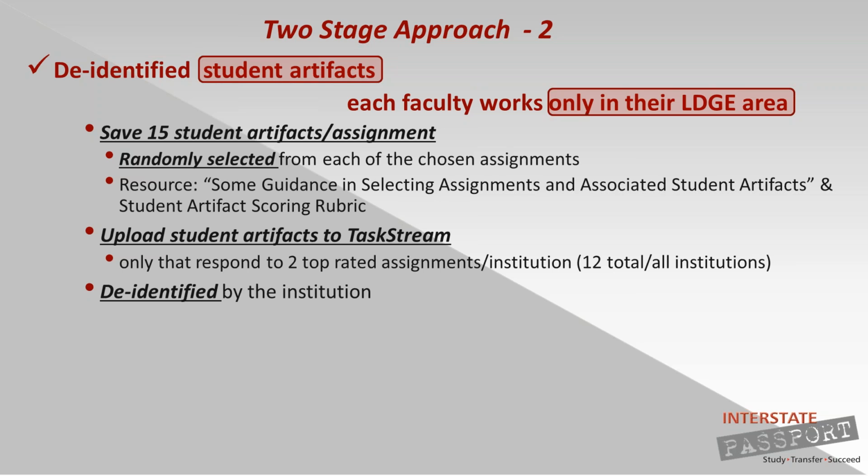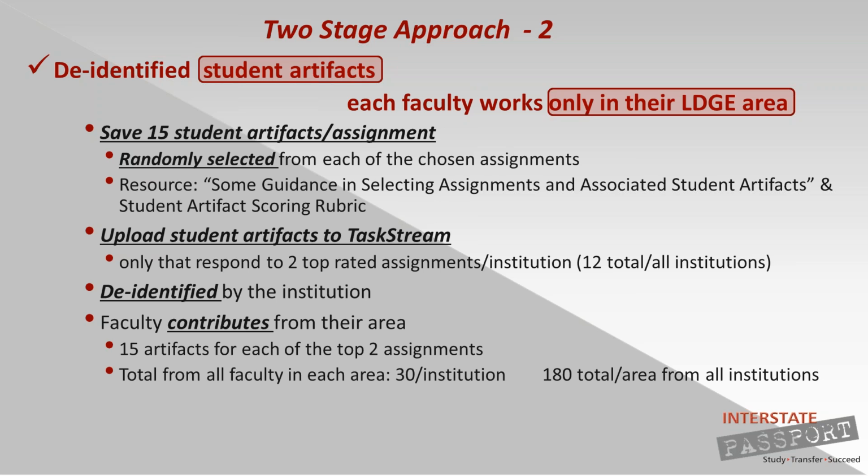These student artifacts, as were the assignments, will be de-identified by the institution. So the faculty contributes from their area 15 artifacts for each of the top 2 assignments if one or both of their assignments are among the top 2. So the total faculty contribution is going to be 30 assignments per institution in each area.